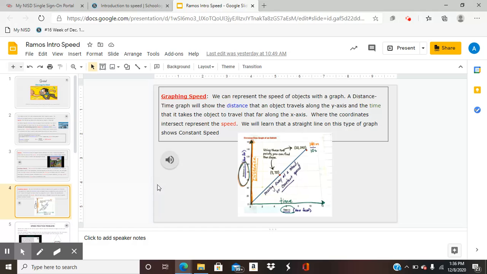Graphing speed. We can represent the speed of objects with a graph. A distance time graph will show the distance that an object travels along the y-axis and the time that it takes the object to travel that far along the x-axis. Where the coordinates intersect represents the speed. We will learn that a straight line on this graph shows constant speed.